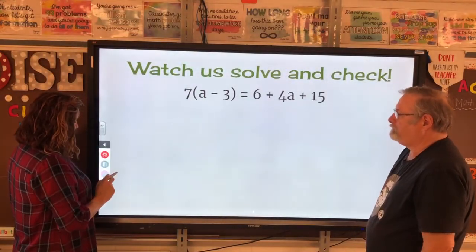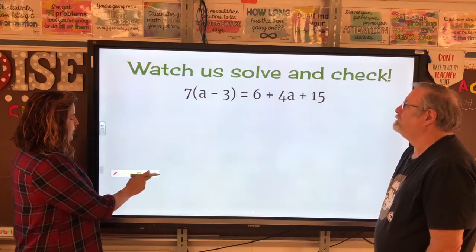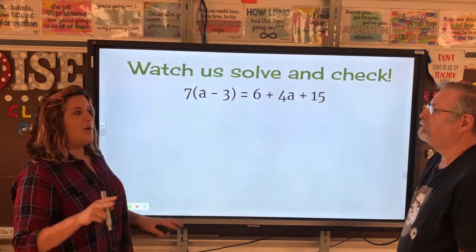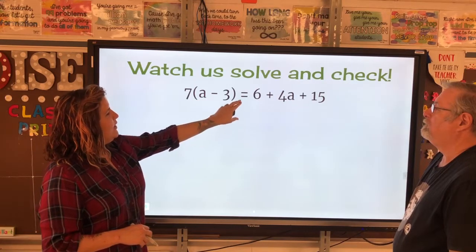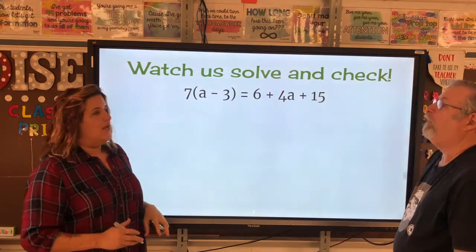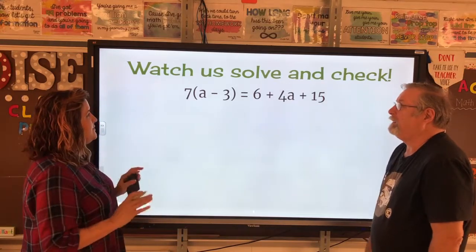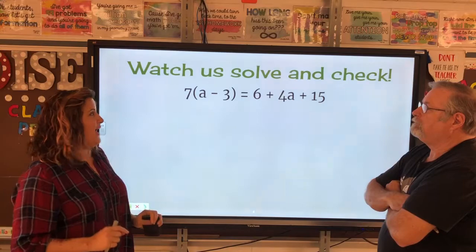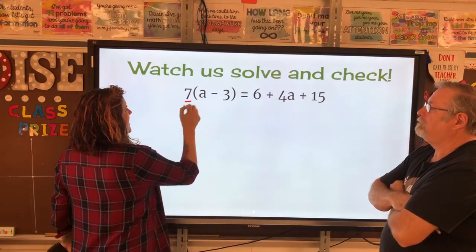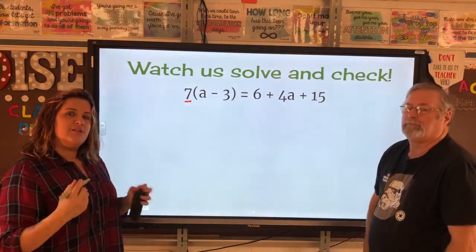All right, so I'm going to do the first one, and I'm going to talk about this whole distributive property scenario. So I have 7 parentheses a minus 3 equals 6 plus 4a plus 15. Wow, that looks complicated. It's multi-step. So I'm going to start by getting rid of the parentheses. I have a 7 on the outside, which means it's being multiplied by the things on the inside.